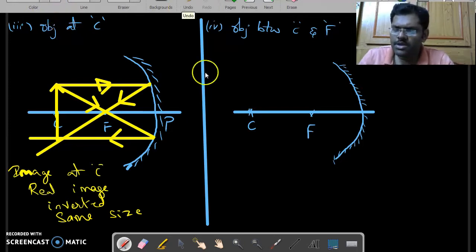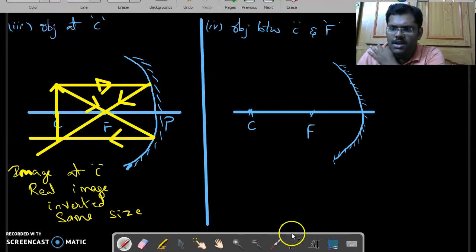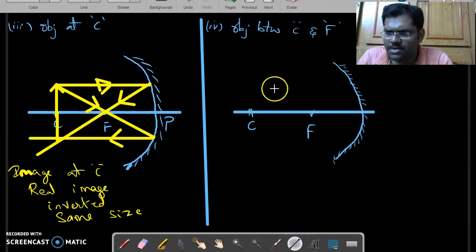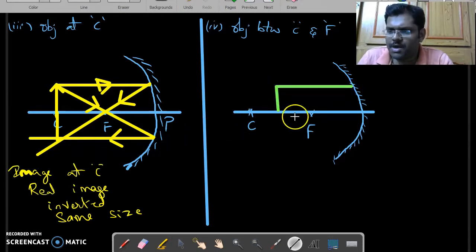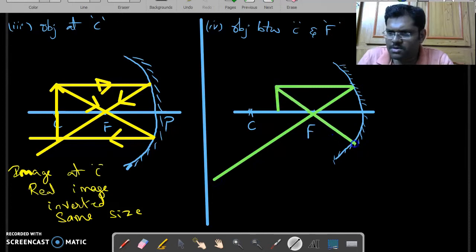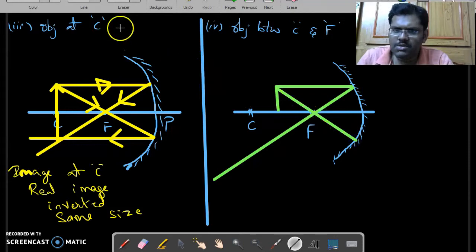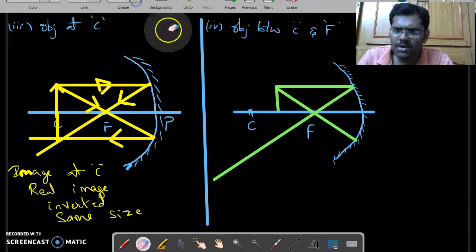And next, the object is placed between C and F, that is between the center of curvature and the focus. If we assume the object is between C and F, first the ray will be passing parallel to the principal axis, passing through the focus, and second it will be passing to the focus. So we need to draw the curve a little bit nearer.